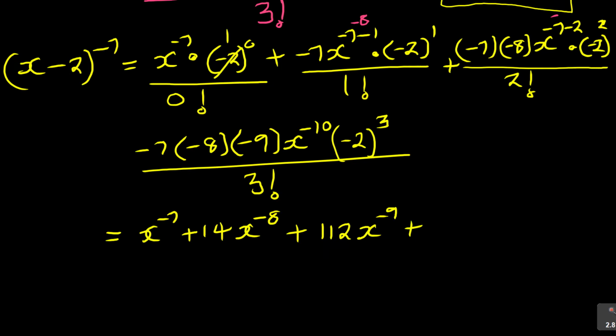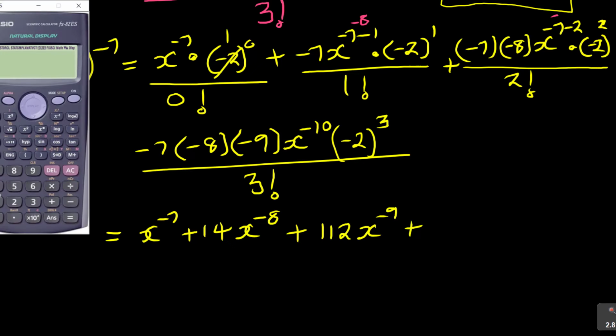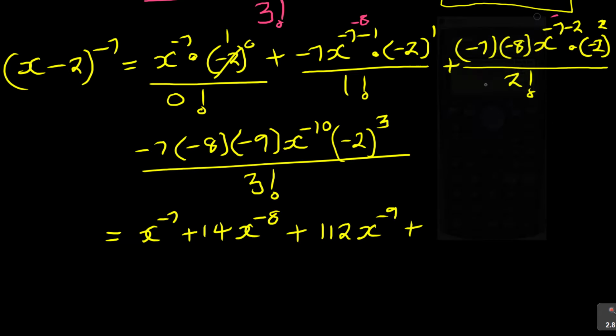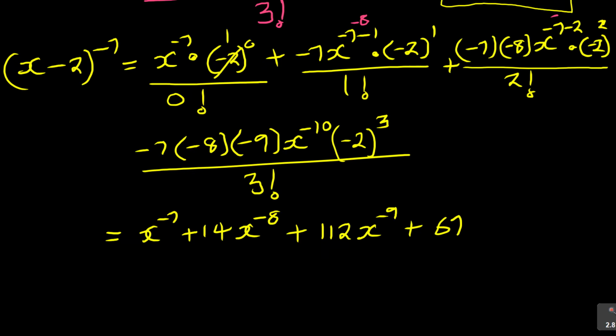So let me just bring my calculator here. It will become here negative 7 times negative 8 times negative 9 times negative 2 cubed, all right, over 3 factorial. It gives us what? Equal to 672, which is 672 x to the power of what? Negative 10. So this is the final answer. You can leave it like that.